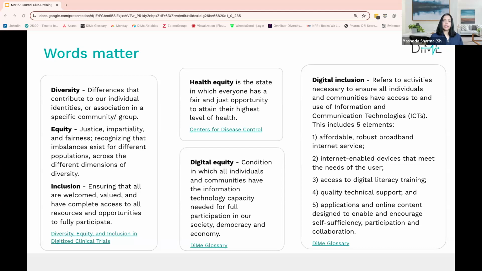Our conversation today is inspired by health equity, the state in which we all have a fair opportunity to attain our highest level of health. And we're talking about digital medicine. So digital equity and digital inclusion add that layer of ensuring that information and communication technologies are available to everyone.